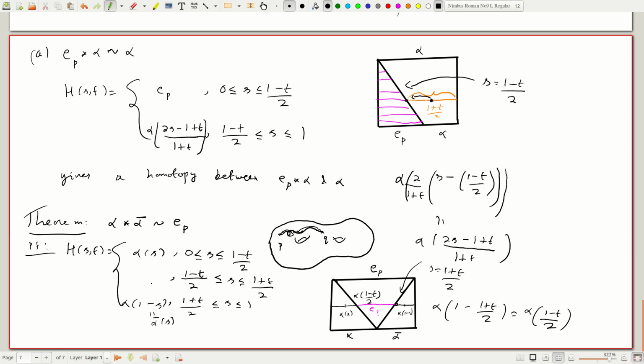And what about in the middle? In the middle I'm going to take alpha of 1 minus t by 2. But that also happens to coincide with alpha bar of (1 plus t)/2. So it's actually going to match on this right hand point, and we are going to get a continuous function by the gluing lemma. Okay, and so this is also alpha bar of s.